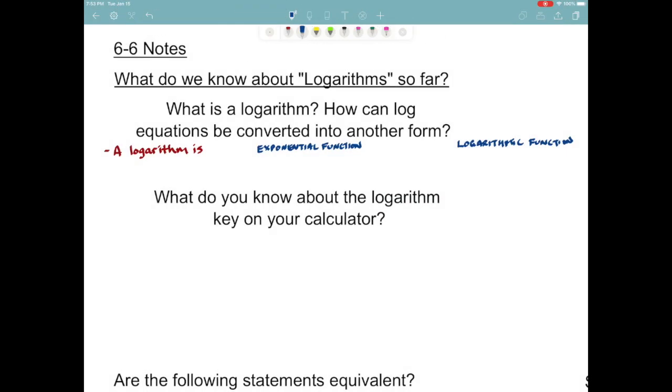All right, these are the notes for 6-6. We're going to be looking at solving exponential equations using logarithms.